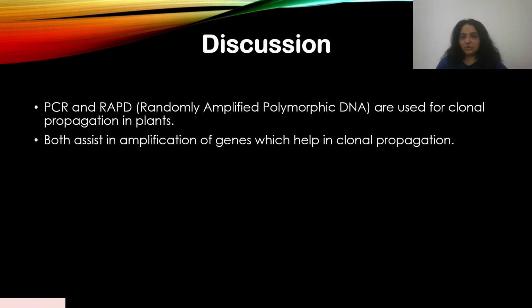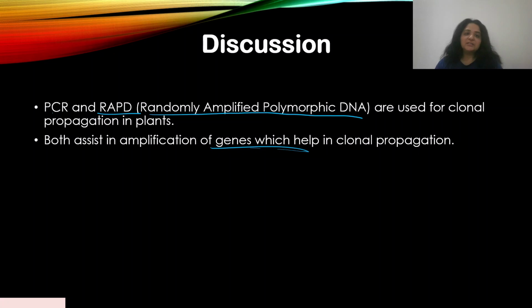So PCR, we all know what PCR is, right? RAPD is randomly amplified polymorphic DNA. It is a type of PCR. Let's learn it this way. It's a type of PCR, and they are both used for clonal propagation in plants, and they assist in amplification of genes which help in clonal propagation.